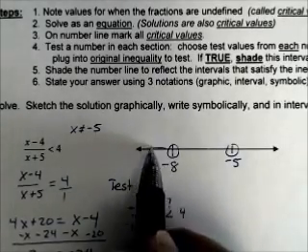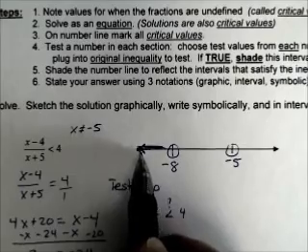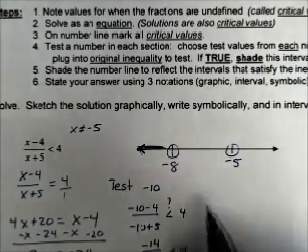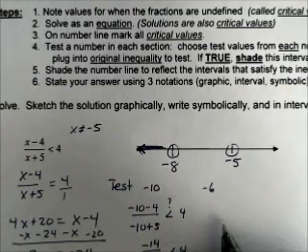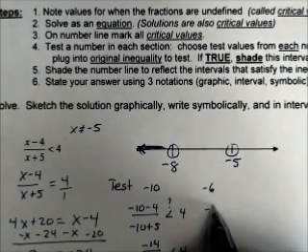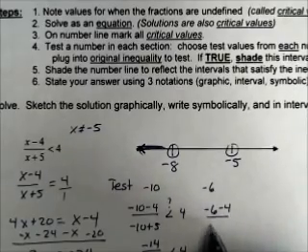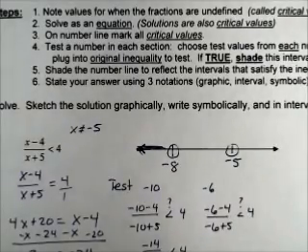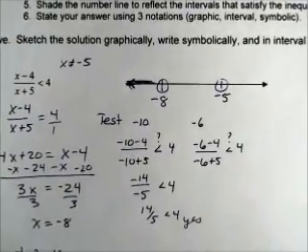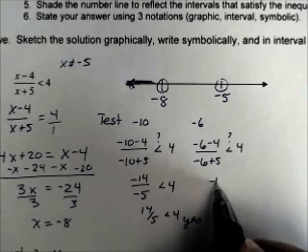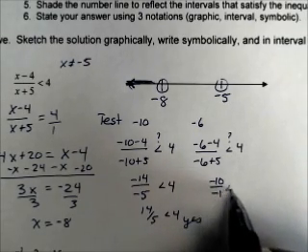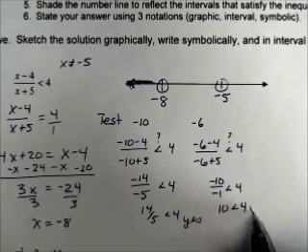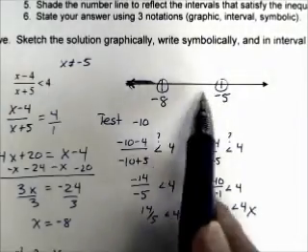So we would shade this section. It tests yes. Now a number between negative 8 and negative 5, I'll choose negative 6. Is negative 6, subtract 4, divided by negative 6 plus 5, less than 4? Negative 10 divided by negative 1 is 10. Is 10 less than 4? No. So this remains open.